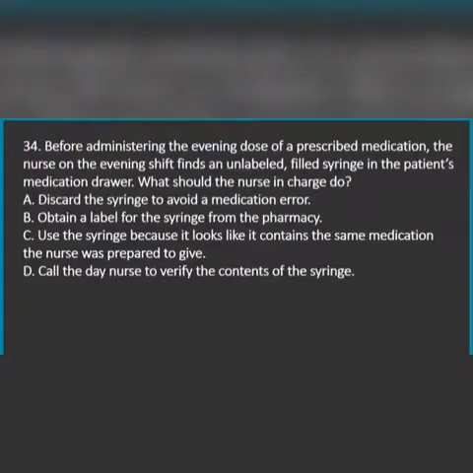Question 34. Before administering the evening dose of a prescribed medication, the nurse on the evening shift finds an unlabeled, filled syringe in the patient's medication drawer. What should the nurse in charge do? A. Discard the syringe to avoid a medication error. B. Obtain a label for the syringe from the pharmacy. C. Use the syringe because it looks like it contains the same medication the nurse was prepared to give. D. Call the day nurse to verify the contents of the syringe.